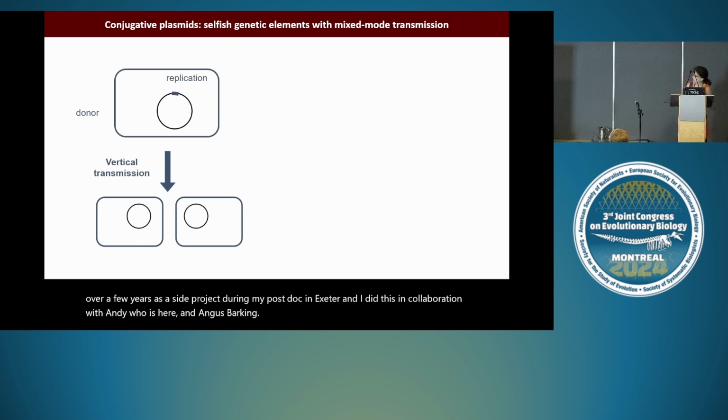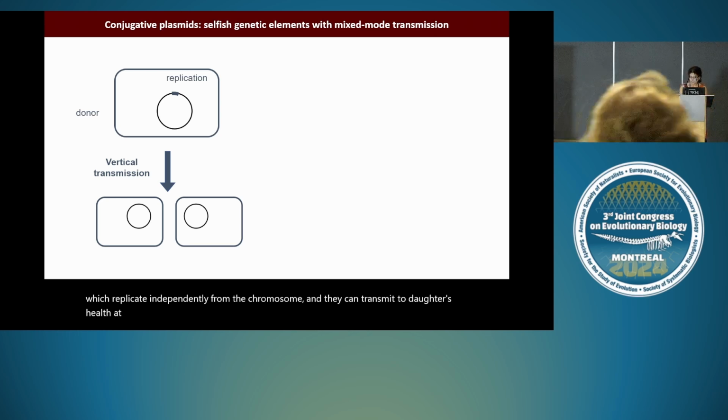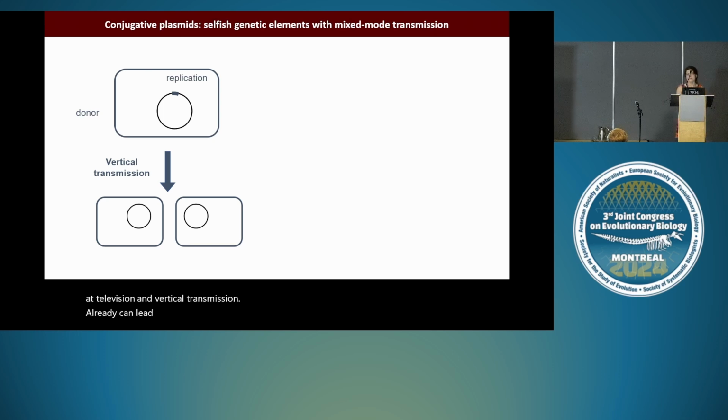So I study conjugative plasmids in bacteria. And plasmids are DNA molecules which replicate independently from the chromosome. And they can transmit to daughter cells at cell division. And vertical transmission already can lead to some genetic conflicts at transmission. But the plasmids I study are conjugative plasmids, which additionally are able to transmit horizontally.